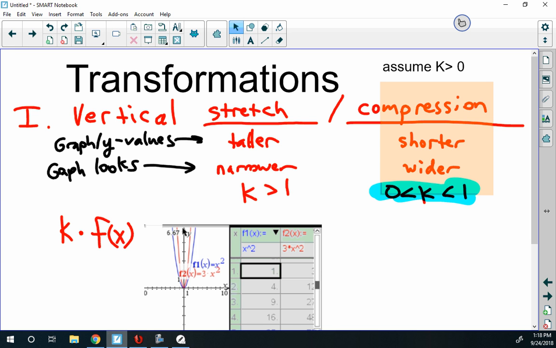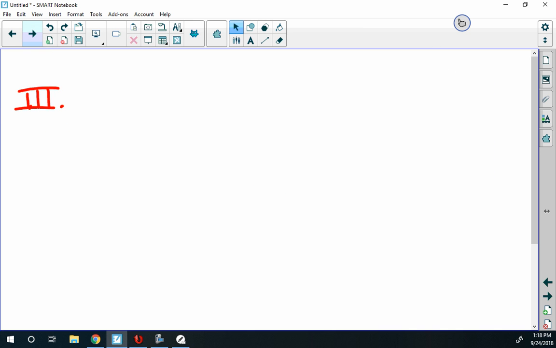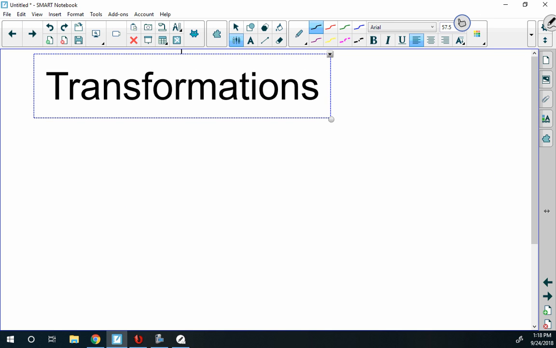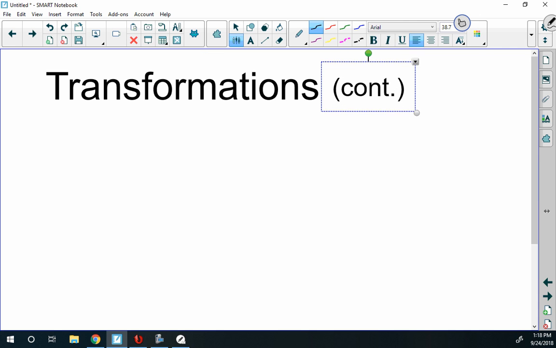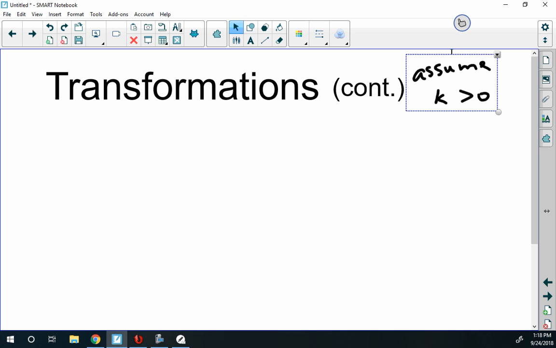Well, we still got two more types of transformations to talk about. And you didn't want to jump to 3, huh? All right, well, guess we'll go to number 2. So I'll put transformations continued. And again, we're assuming that K is positive.